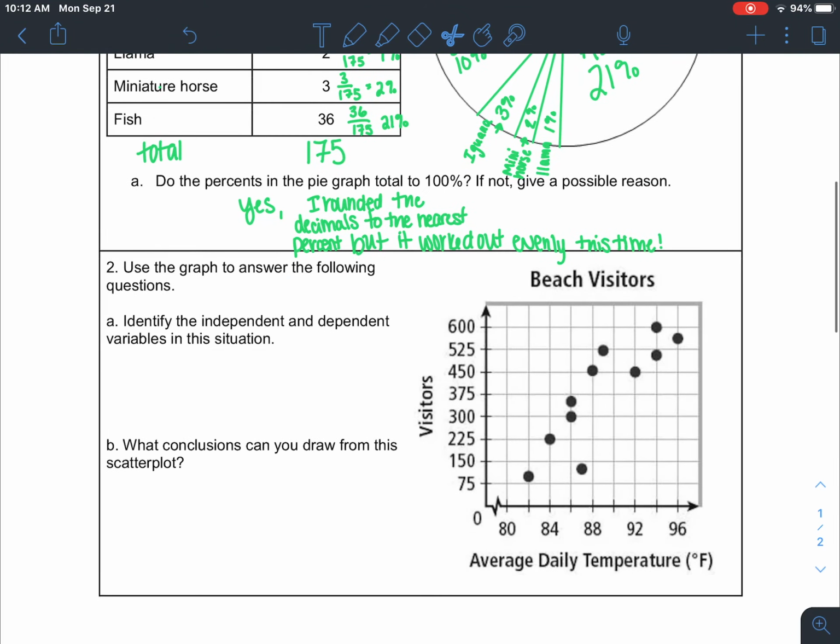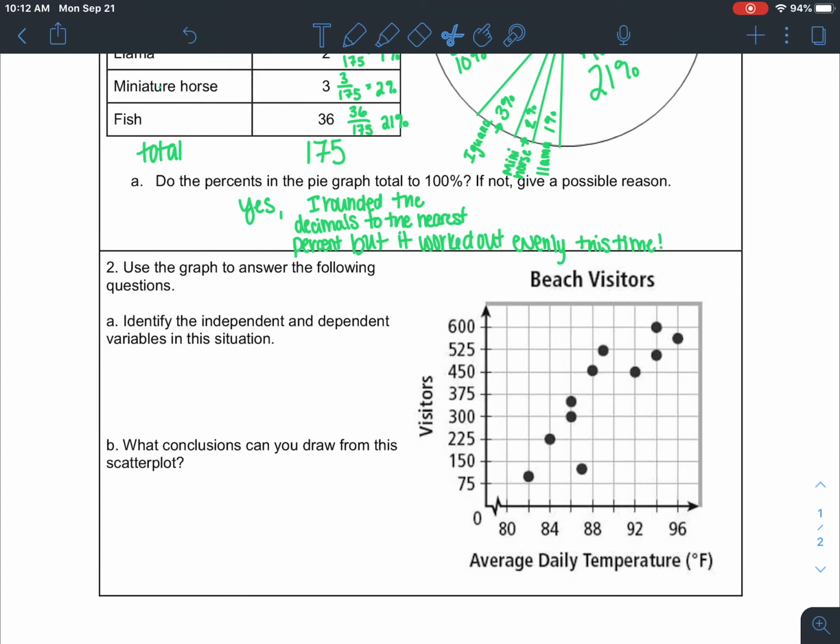And then for question number 2, we need to use the graph to answer the following question. So identify the independent and dependent variables in this situation. So what do we have going on? We have people visiting a beach. Average daily temperatures is on our x-axis in degrees Fahrenheit, and then the number of visitors is on our y-axis.